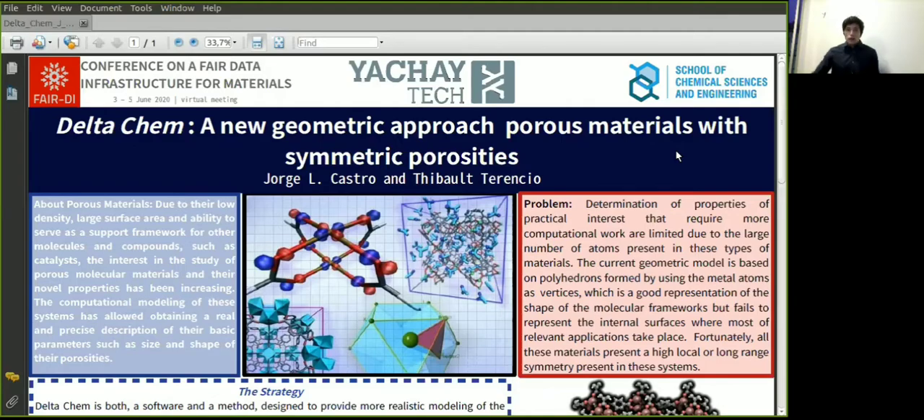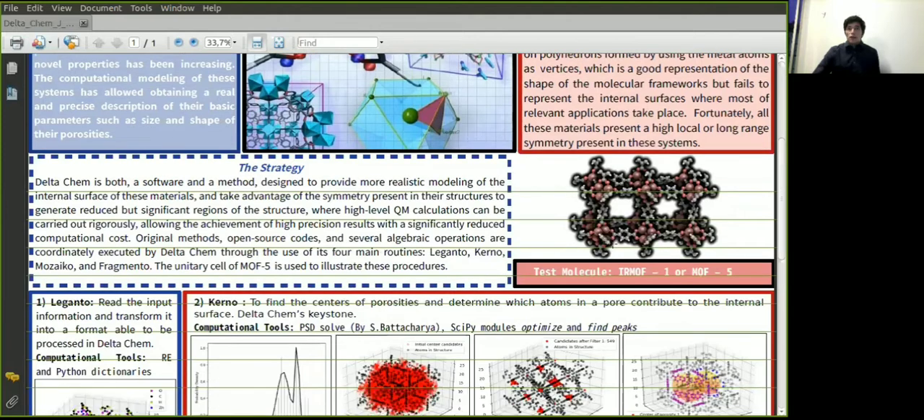In this context, Chem is both a method and a software designed to provide a new approach to porosity for highly symmetric porous materials. The ordered arrays of atoms linking the pore walls can be thought of as defining a surface internal to the solid.